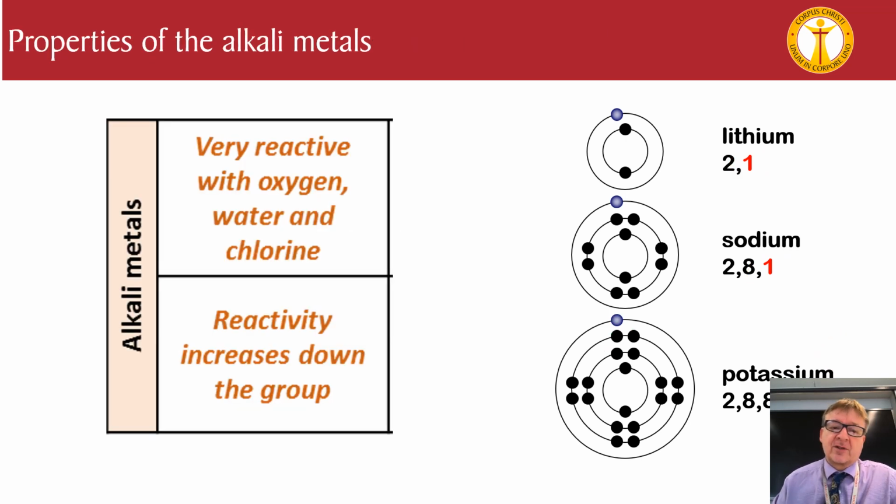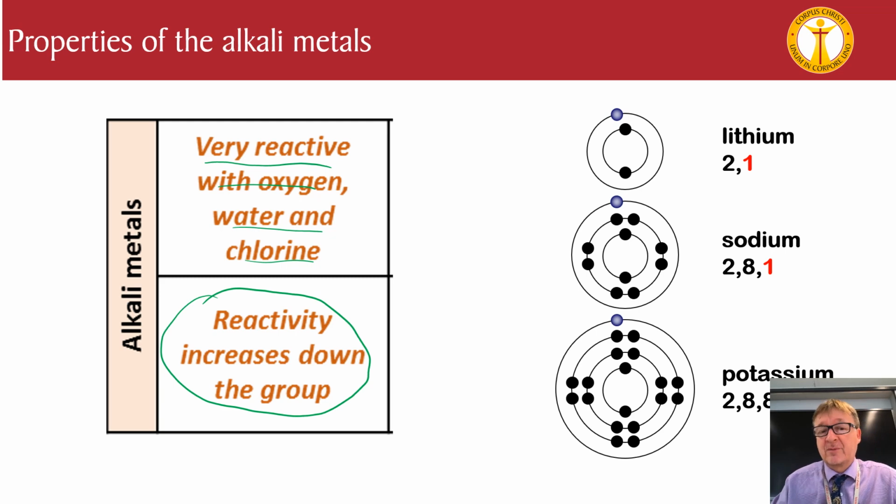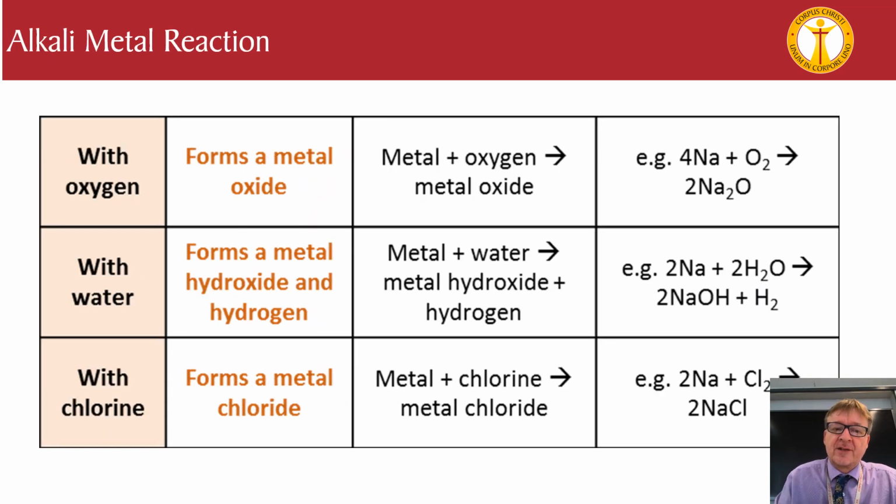Now, alkali metals have basically got a number of different properties. They are very reactive with oxygen, water, and chlorine. And the other main property, and we just talked about it, is reactivity increases down the group. So the next thing to talk about then is the actual reactions with the alkali metals. Alkali metals react with oxygen, and what they do is they form a metal oxide. So the example I've got on here is sodium reacts with oxygen and it makes sodium oxide.